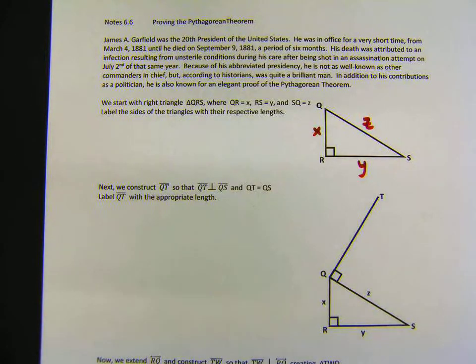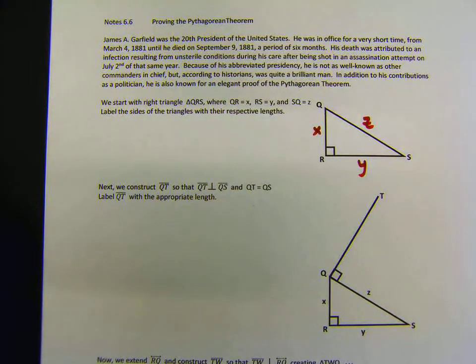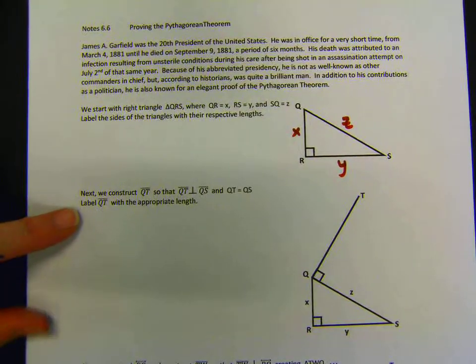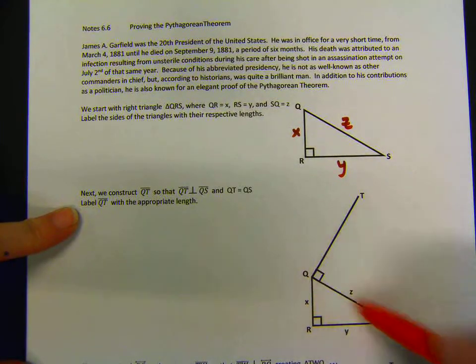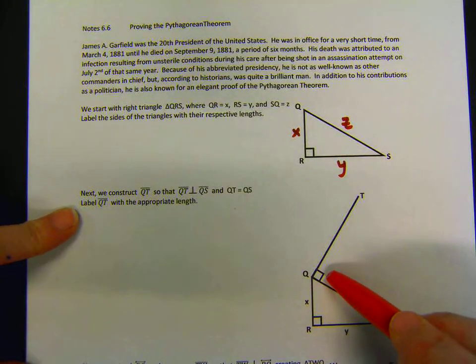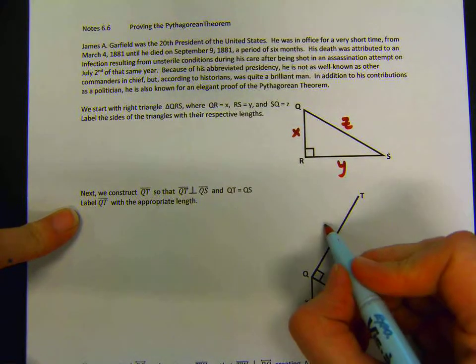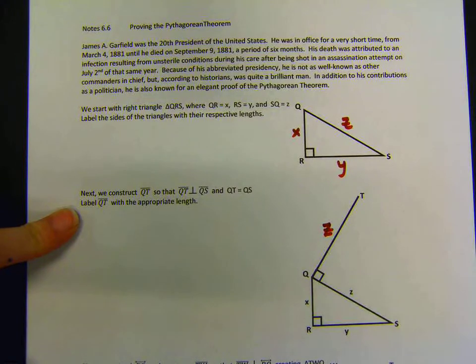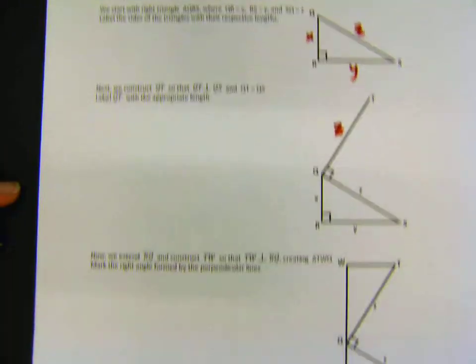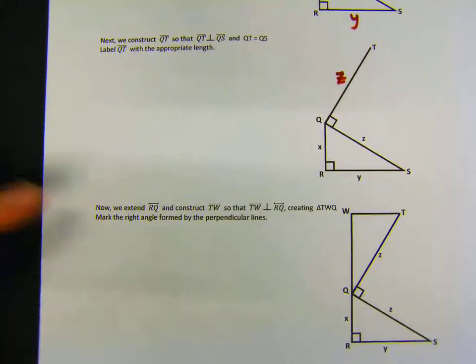Okay, next we construct QT. So QT is perpendicular to QS, and QT is equal to QS. So they did the construction for us. We're not going to pull out our compass here, but they constructed it to get a perpendicular and equal. So we're going to label QT with the appropriate length. QT is perpendicular to QS, and they did the perpendicular for us, and it's equal to QS. So QS I see is Z here, so this would also be Z because they're equal. Good. Okay, now Stephen's going to read.